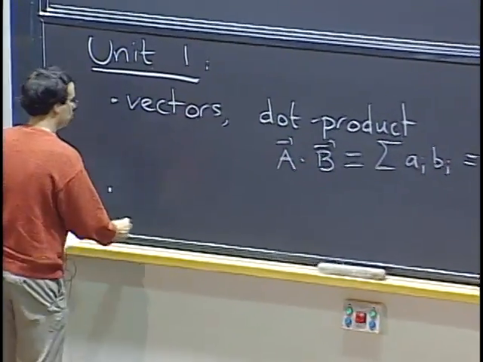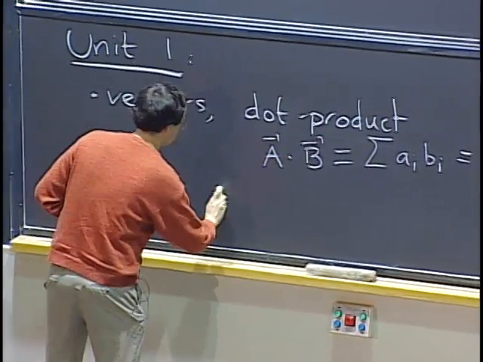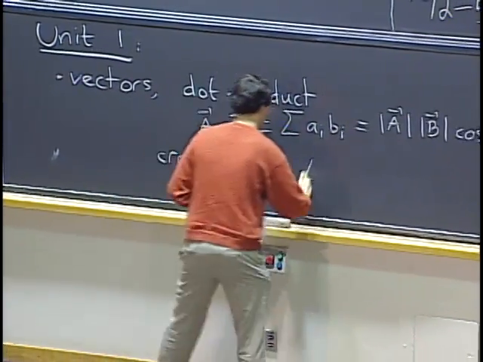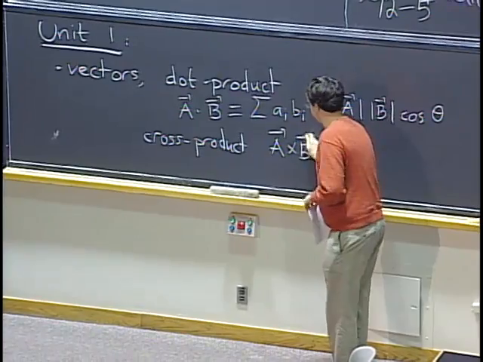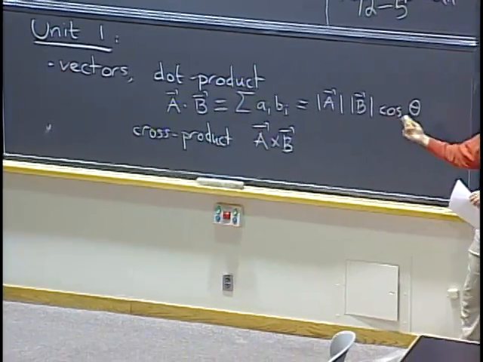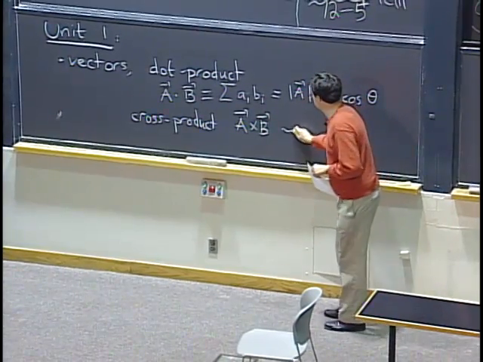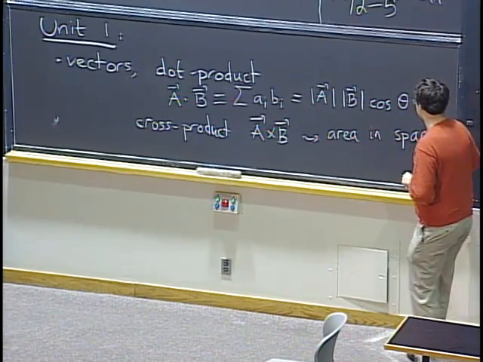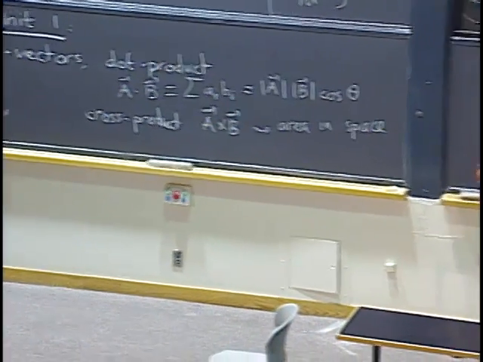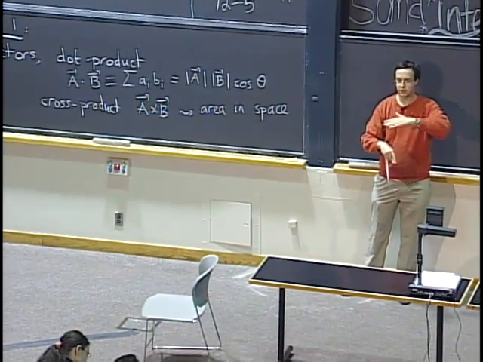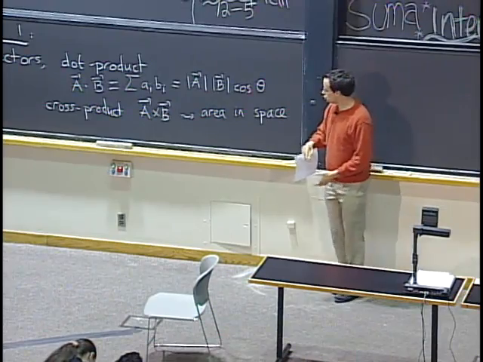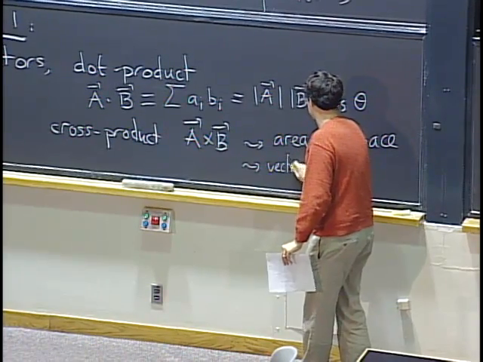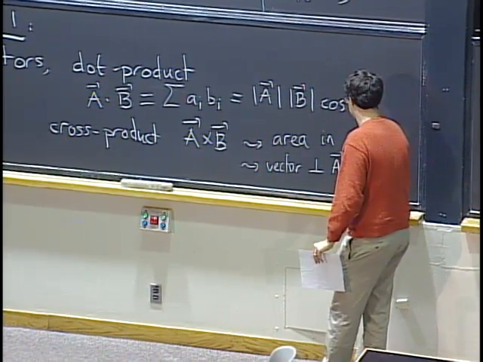Next, we learned how to also do cross product of vectors in space. And remember, we saw how to use that to find area of, say, a triangle or a parallelogram in space, because the length of the cross product is equal to the area of a parallelogram formed by the vectors A and B. And we can also use that to find a vector perpendicular to two given vectors A and B.